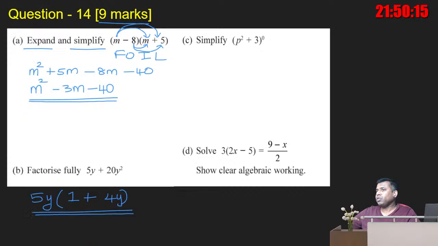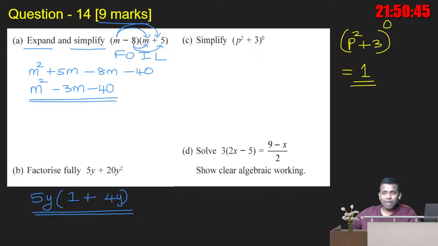Now, simplify, right? So this one won't take that long to answer. Any power p squared plus 3 to the power 0. Anything, a letter or number, to the power 0 is the answer number 1, right? Now, the next one, solve, show clear algebraic working. So what they really mean is work out this one and find out the x value, right?